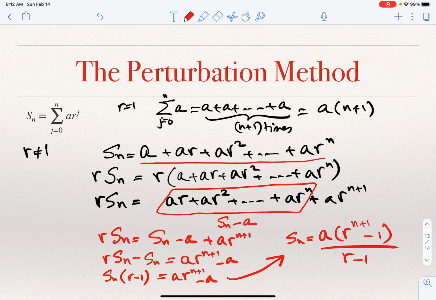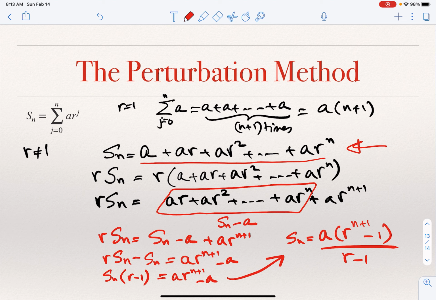Okay, so S sub n can be treated just as a variable. I can multiply things by it, I can subtract things from it, and so on. Now, I wanted the summation of the first line here. I multiply by r. Notice that multiplying by r here allowed me to see on the right-hand side a term that looks like S sub n, again plus or minus a very small perturbation, or small difference.